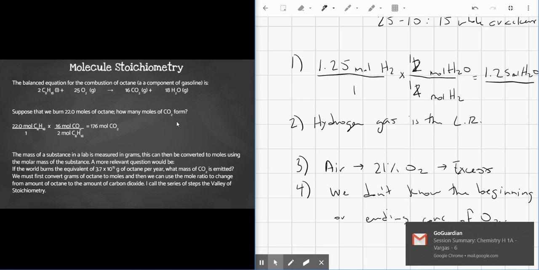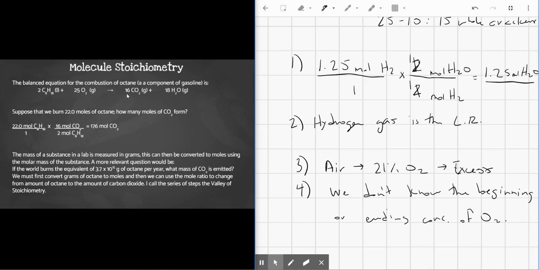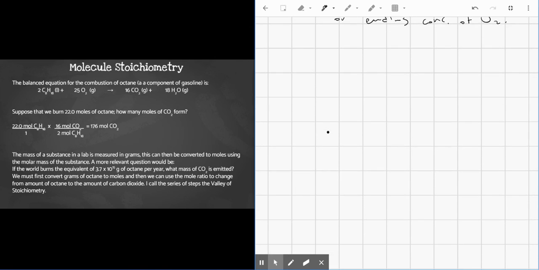All right, the balanced equation for combustion is written again without all of the little molecules pictured. Suppose that we burn 22 moles of octane. How many moles of CO2 form? So we're going to use this mole ratio to solve the problem. Okay, so for this example, we write the given. That's 22.0 moles of octane over 1. And what it asked us for was the carbon dioxide. So we're going to put moles of CO2 on the top.